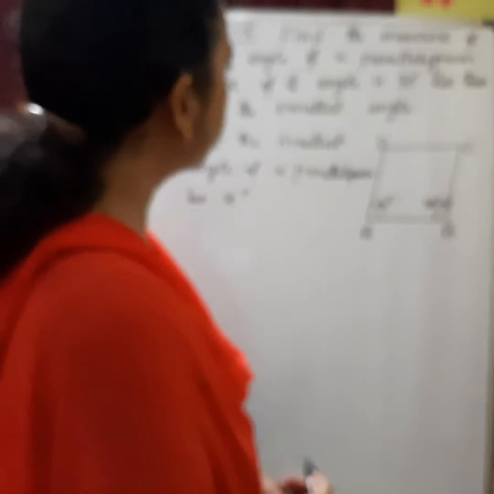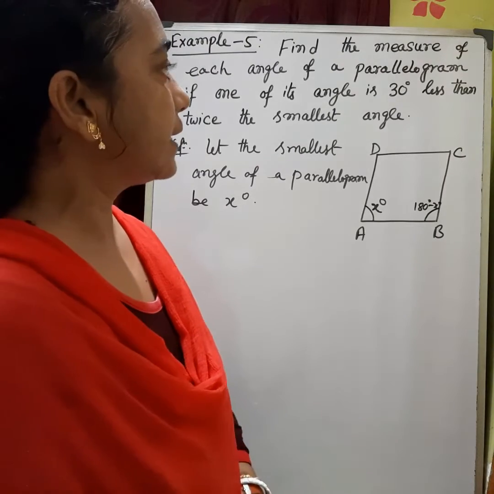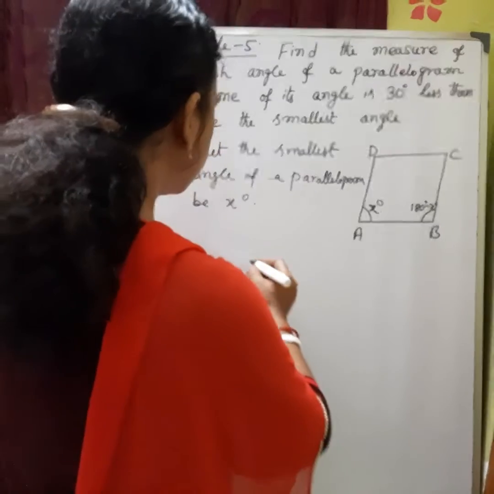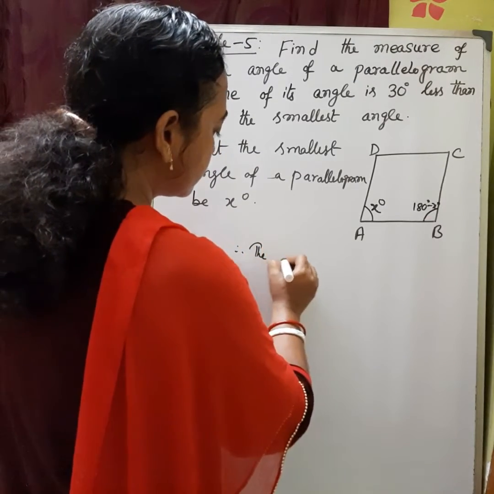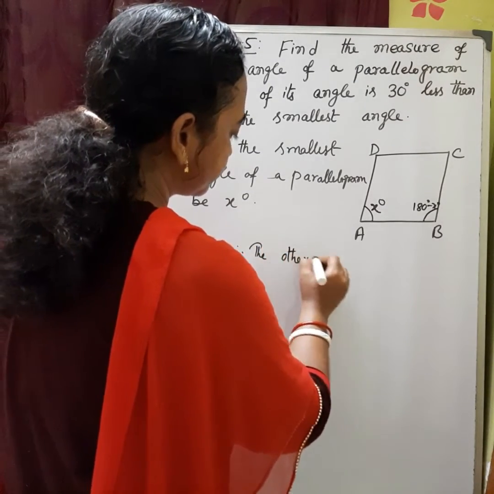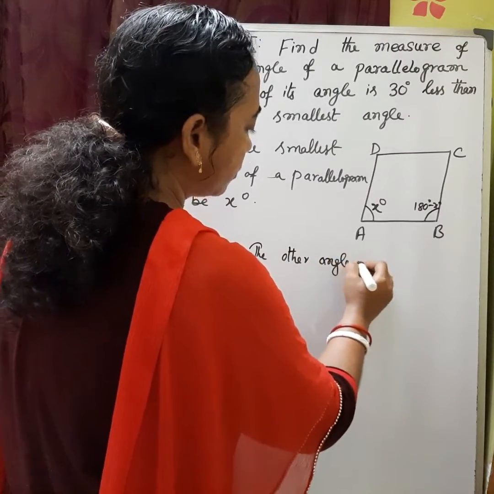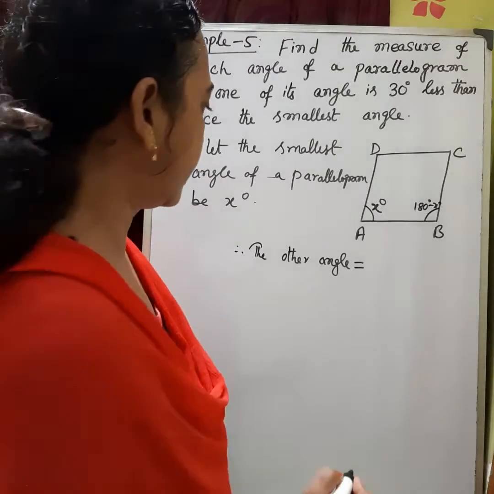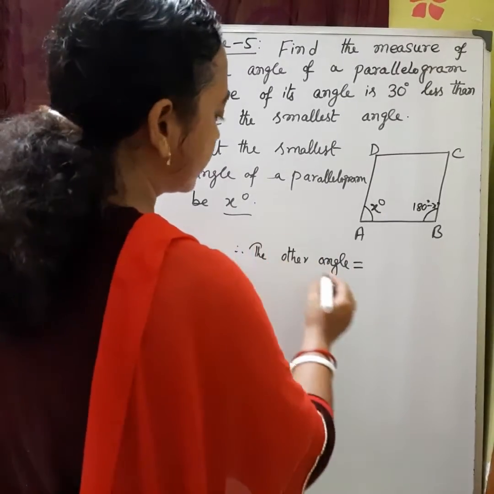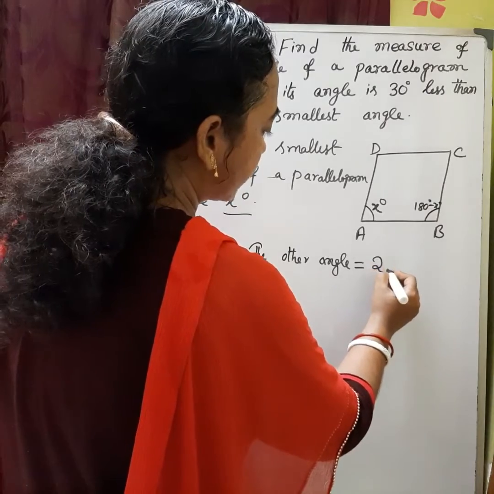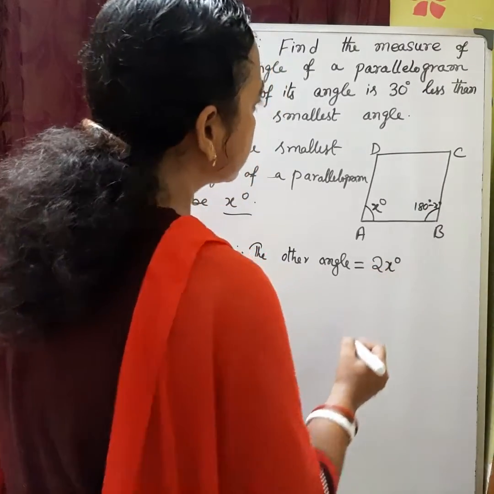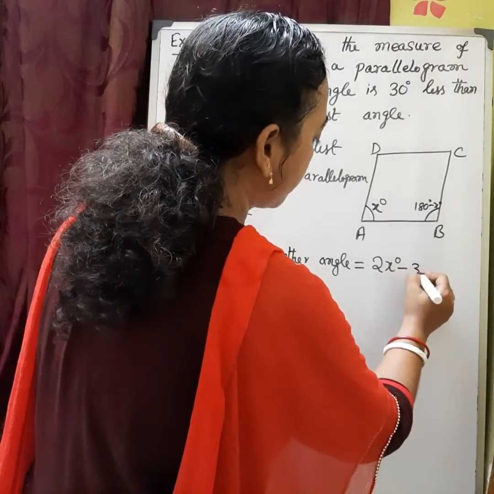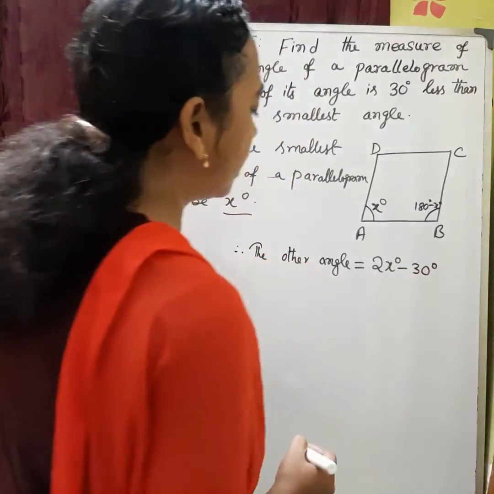But here it is given that one of its angles is 30 degree less than twice the smallest angle. So let us consider that the other angle of the parallelogram is 30 degree less than twice the smallest angle. We have considered the smallest angle is x degree, so twice the smallest angle means 2x degree, and 30 degree less than that means we subtract 30 degree from it. So this is the other angle.